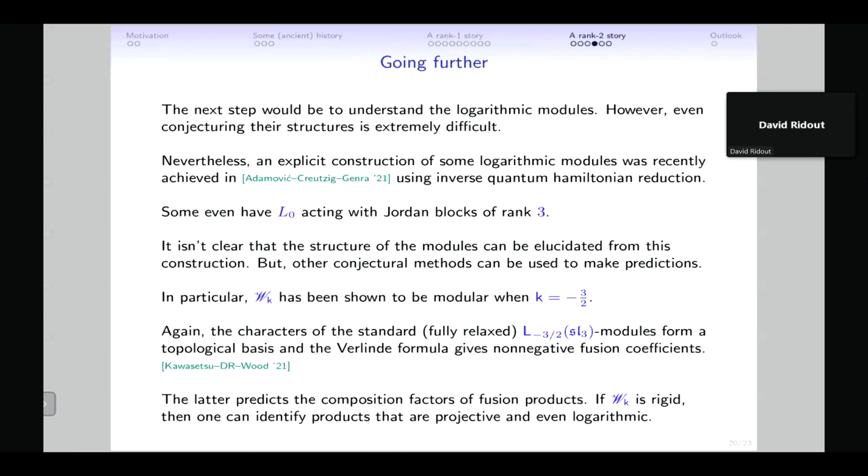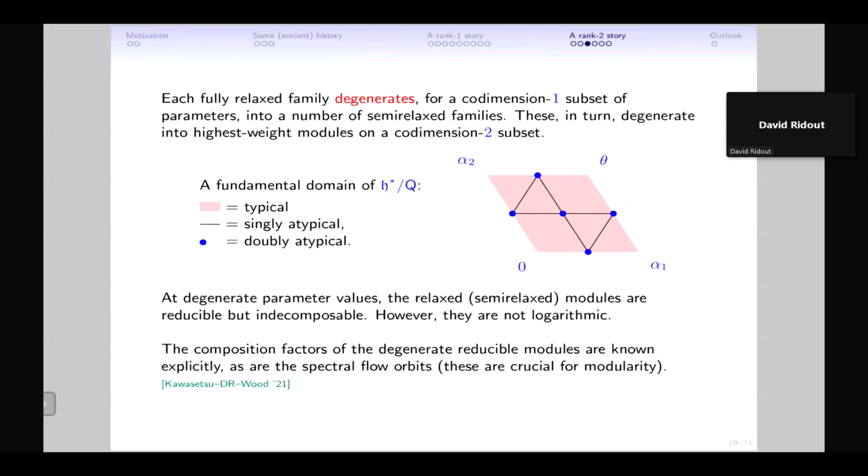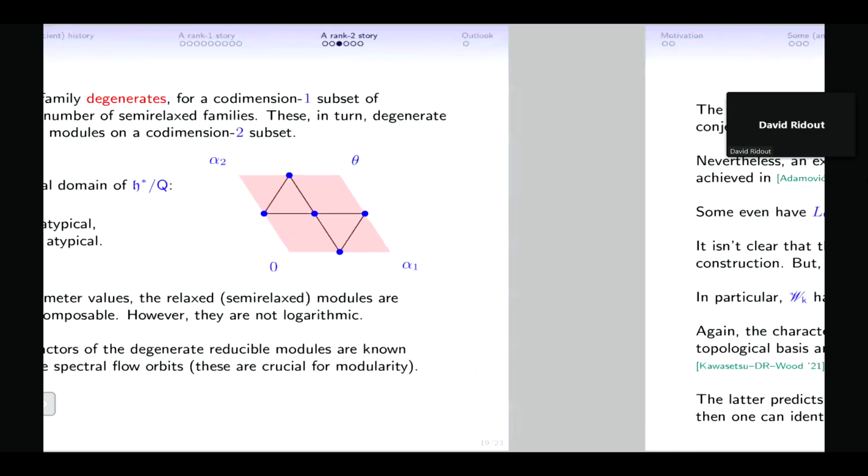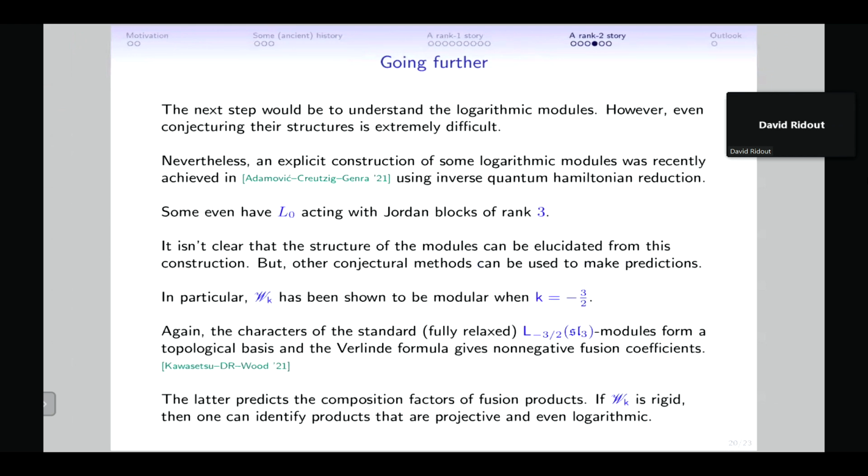All right, so there's still some technical difficulties, and I think it's very fair to say that this is work in progress, but just to outline where we are. Logarithmic modules. So I should say here, of course, we have these degenerations, and if we take our two-parameter family of fully relaxed modules and degenerate to a black or a blue point, then what we end up with are non-split extensions. So that's all well and good. We have that already, but we don't get logarithmic modules that way.